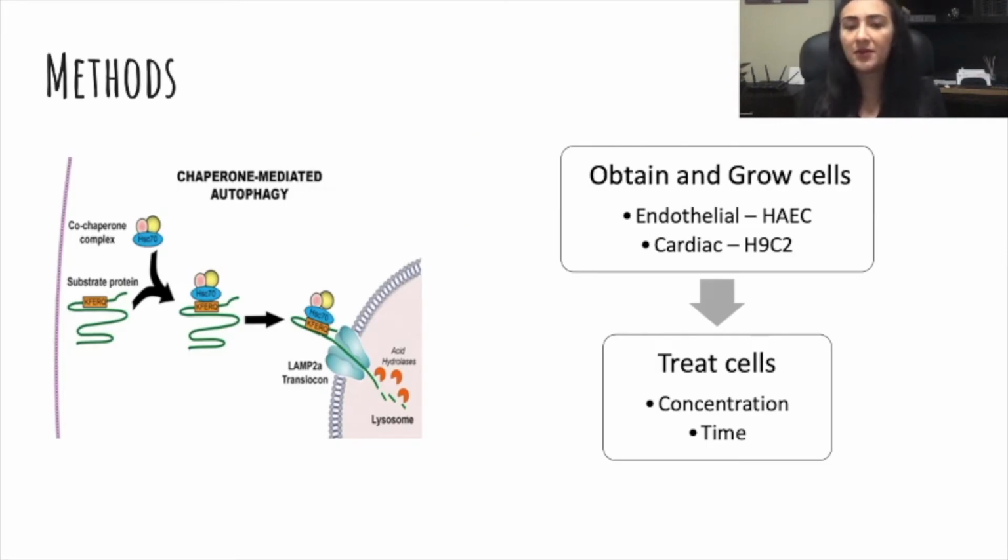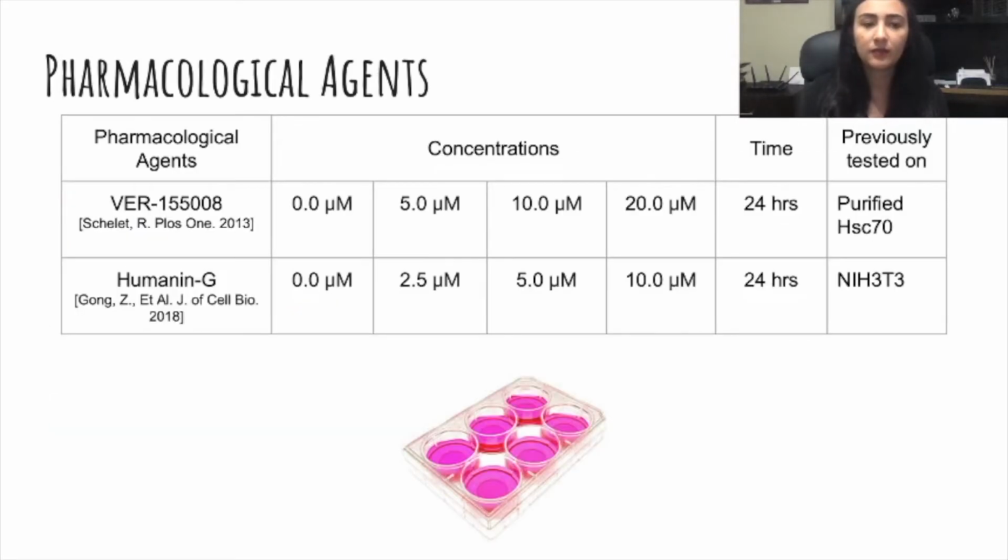So what did we do? We obtained and grew cells. We first grew endothelial cells, which are cells that surround your blood vessels, and then we have cardiac cells, which are your heart muscle cells. Then we treated our cells at different concentrations, and then we intended to treat them at different times. But due to the craziness of this year, we only had time to do it for 24 hours. And we also only had time to do one activator and one inhibitor.